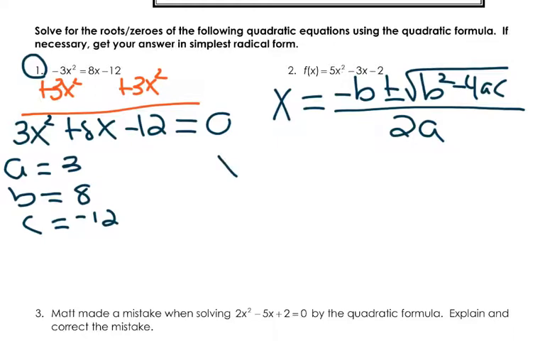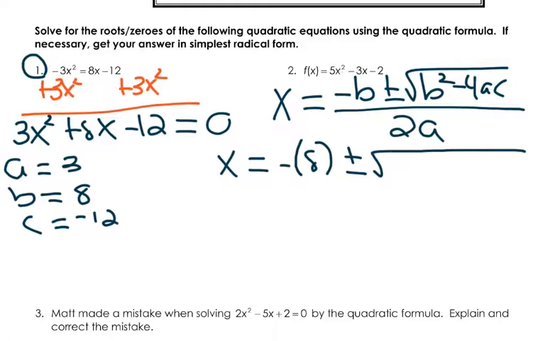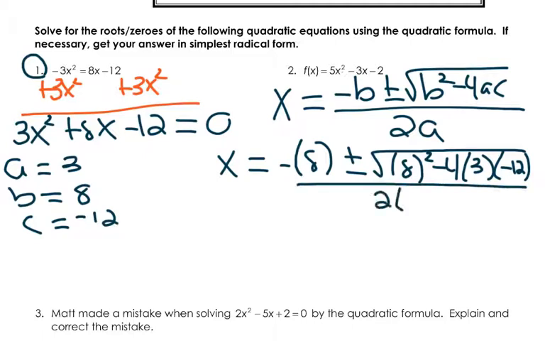So then we'll have x equals negative, remember parentheses play a big part in this one, negative 8 plus or minus the square root of 8 squared minus 4 times 3 times negative 12, all over 2 times 3.